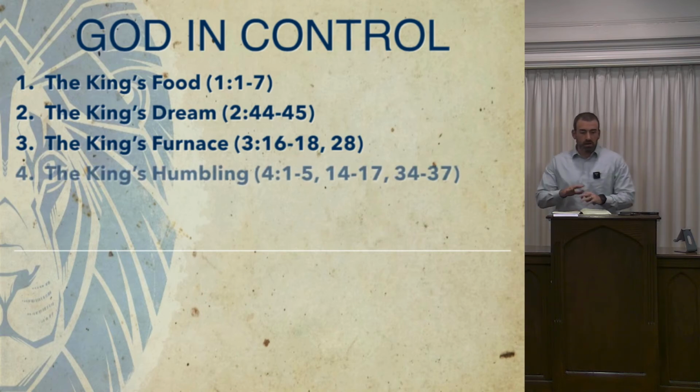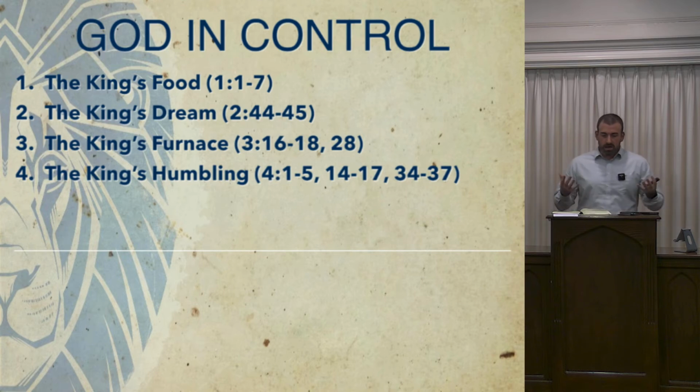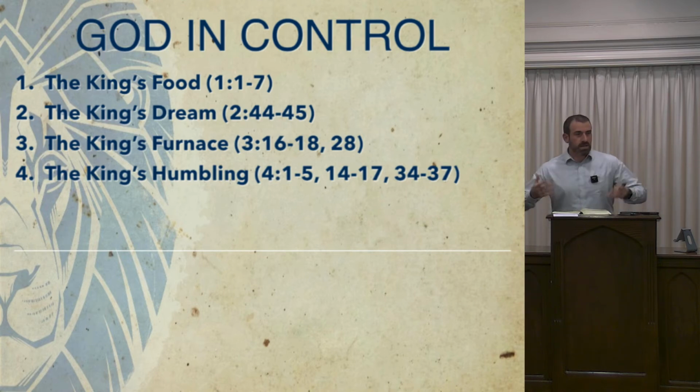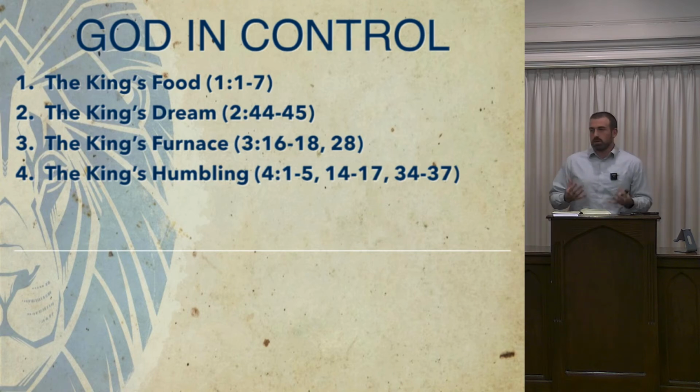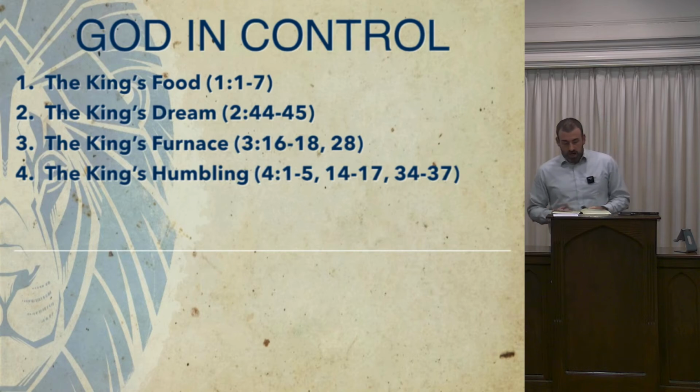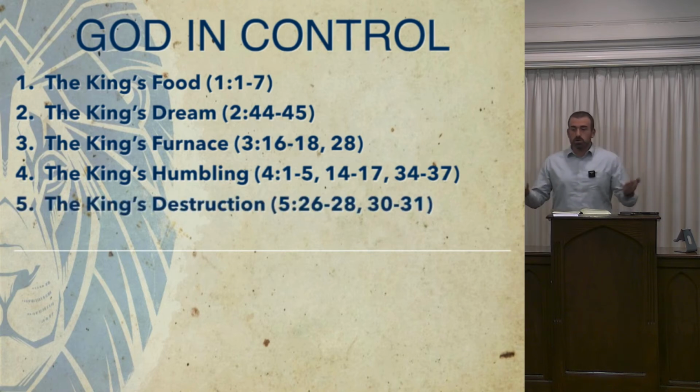This is all about the king's humbling. God humbles this king who is proud and mighty and helps him to see how small he really is. And then we leave Nebuchadnezzar. In chapter 5, we move on. Daniel outlasts Nebuchadnezzar, and we move to his grandson, Belshazzar.